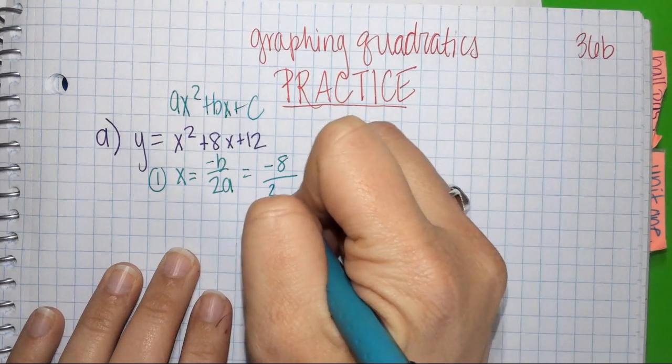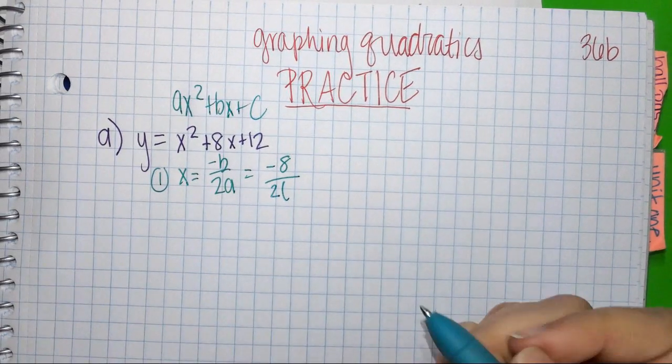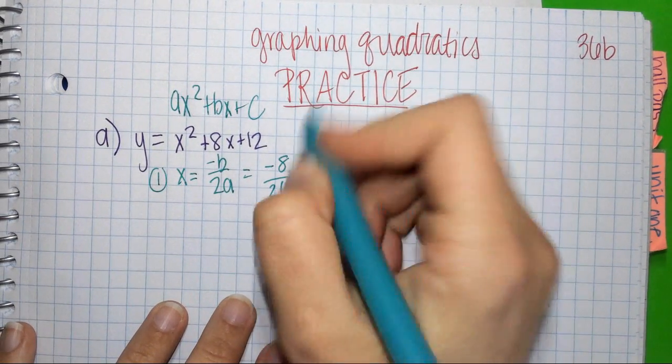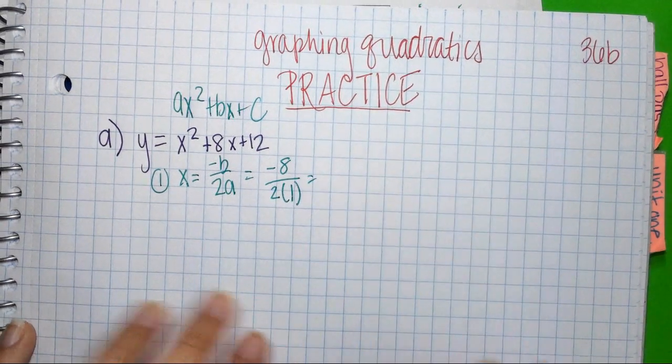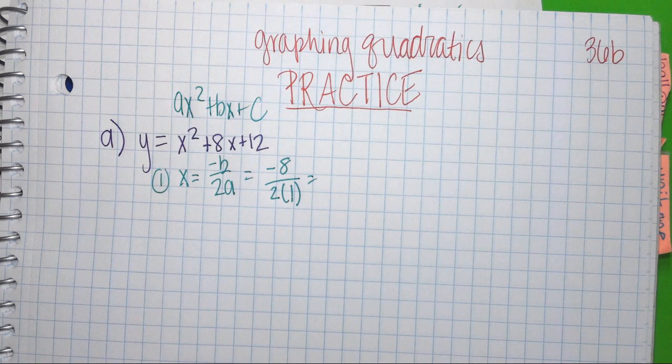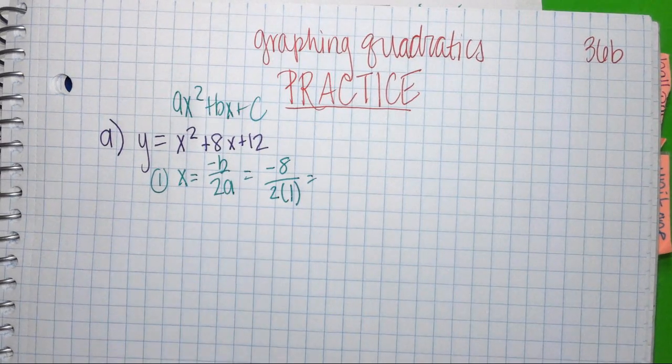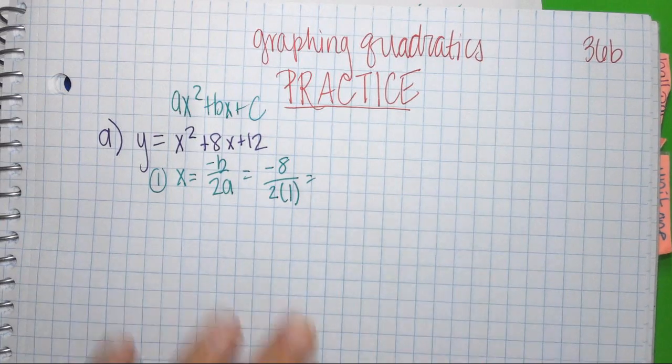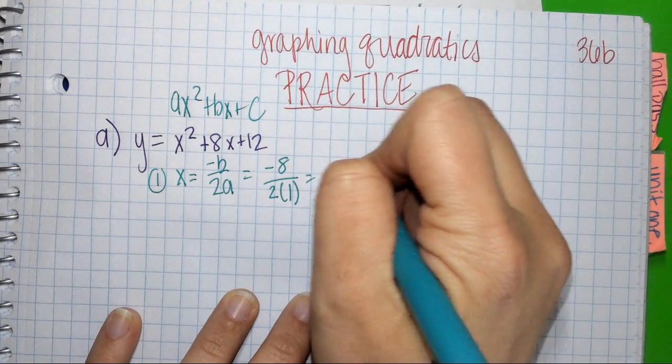Now it's divided by 2 times what? What's our a here? 1. Good, Jorge, take a point. And it's 1 because there's no number in front of x squared. All right, what's 2 times 1? 2. And what's negative 8 divided by 2? Negative 4. Negative 4.